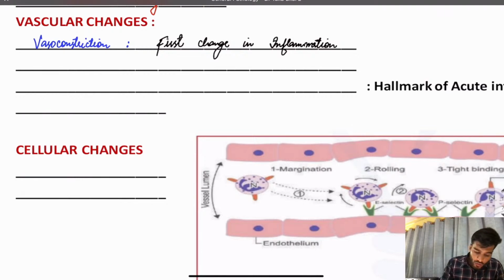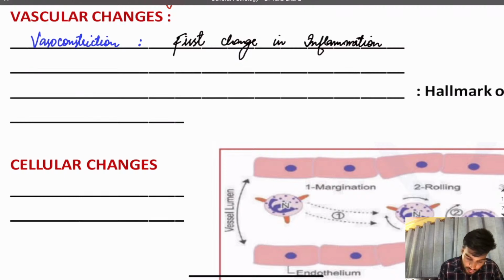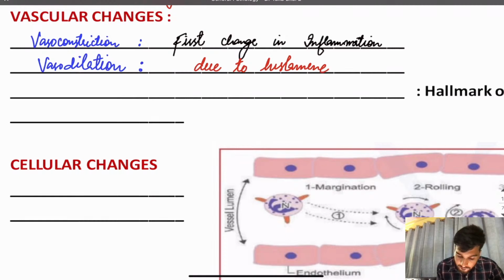Now vasoconstriction is the first vascular change, followed by vasodilation. After that, vasodilation. And this vasodilation is caused due to the release of histamine. Histamine is released, which causes vasodilation. Histamine comes from which amino acid? It comes from histidine. And which cells release it? Mast cells.